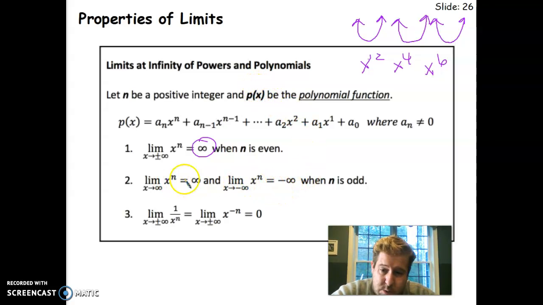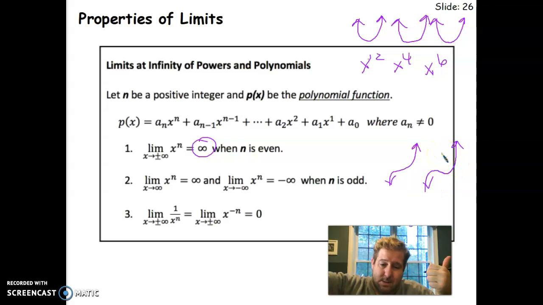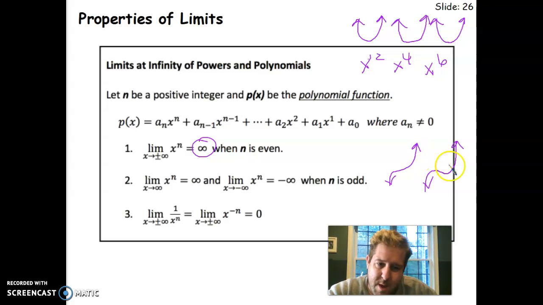Now, same thing goes when it's an odd number. When it's an odd number, x cubed looks like this, or x to the 5th looks like this. And what ends up happening is that one side's going up and one side's going down. So in this case, we have an odd function, not an even function. I know that's the terminology you have heard in the past. Odd function means it's a reflection over the origin, and even functions are reflections over the y-axis. Now, they don't have to be even functions just because they have an even degree, but I digress. That's a whole other video.